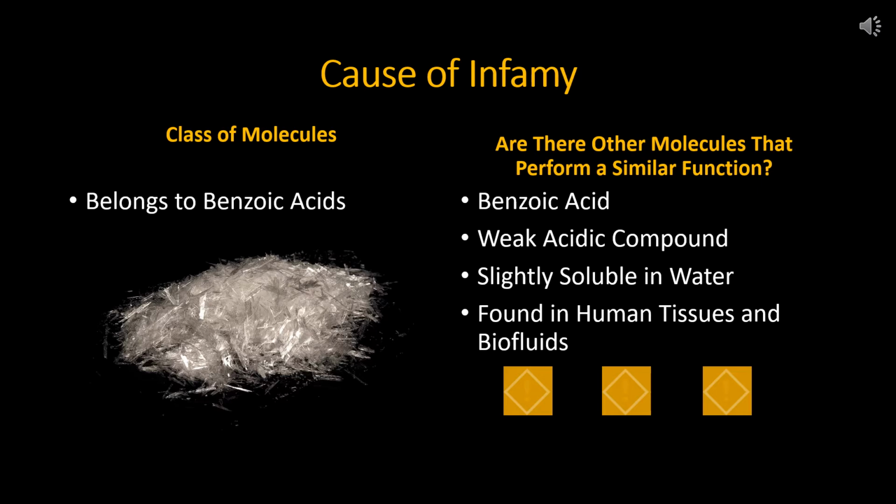4-amino benzoic acid has a cause of infamy. There are other molecules that perform similar functions that 4-amino benzoic acid does, and it is linked to benzoic acid, which is a weak acidic compound that is slightly soluble in water and is also found in human tissues and biofluids such as saliva, feces, urine, and sweat. It is primarily located in the cytoplasm and the endoplasmic reticulum. This molecule also belongs to a class called benzoic acids, which is corrosive, irritant, and causes health hazards. So it's a little bit more dangerous than 4-amino benzoic acid since it is only an irritant and it's part of a carboxyl group.